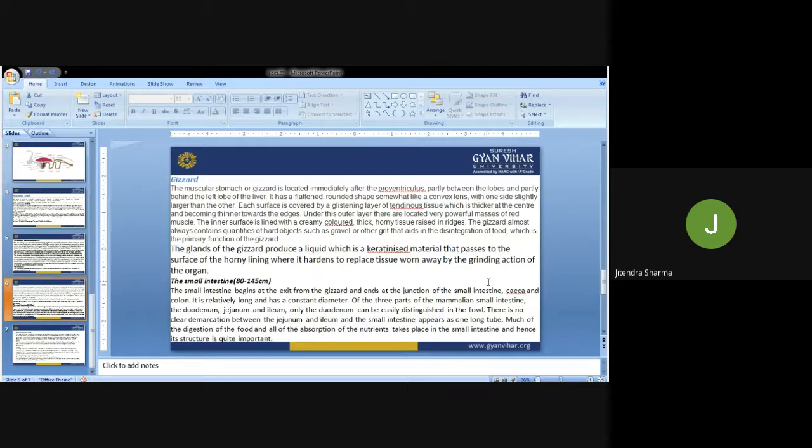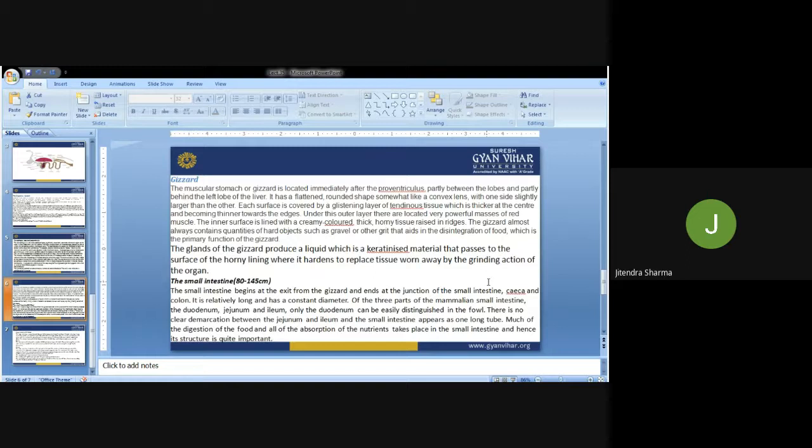The gizzard almost always contains a quantity of hard objects such as gravel or other grit, which are fed to the birds along with the feed, and the disintegration of food is the primary function of the gizzard. The gland of the gizzard produces a liquid keratinized material that passes to the surface of the horny lining, where it hardens and replaces tissue worn away by the grinding action of the organ. So it's just like a grinding machine that works inside the gizzard.